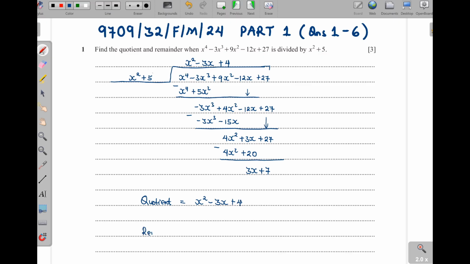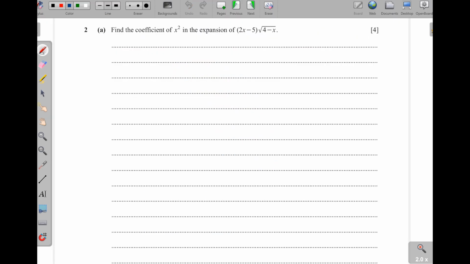And then the remainder shall be equal to... when you finish, please write everything down like this smartly, okay? Question 2 is coming from binomial expansions. Find the coefficient of x squared in the expansion of this.